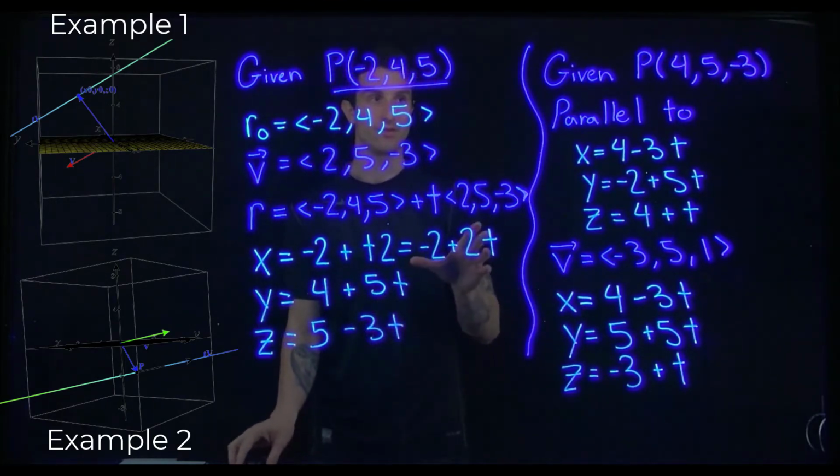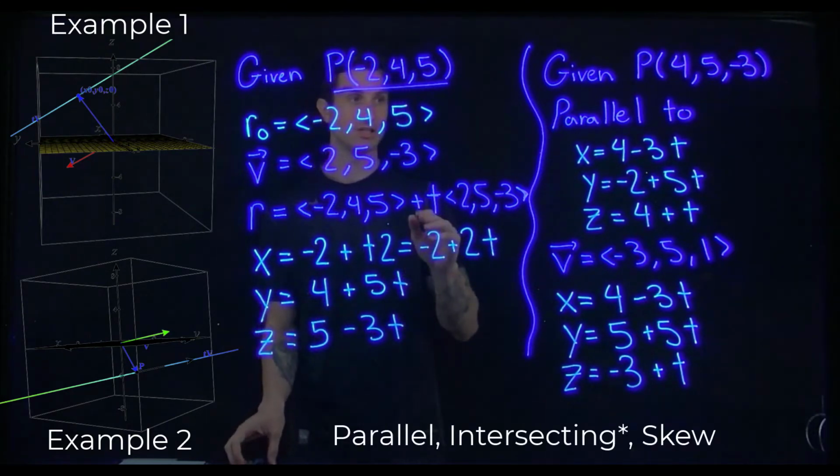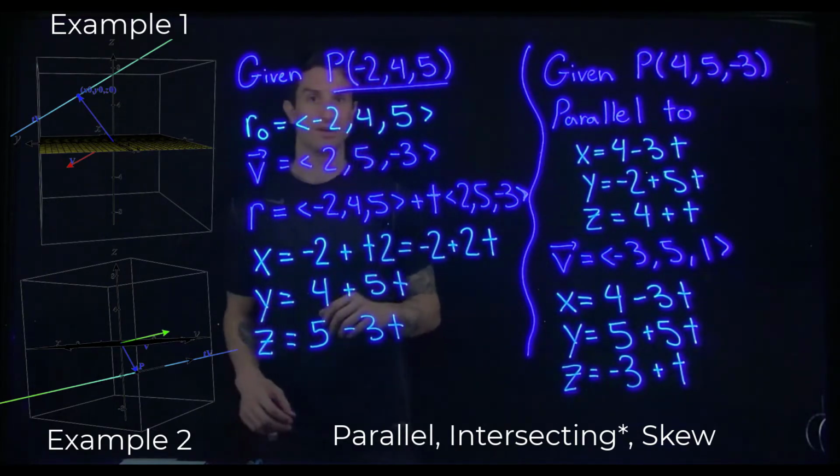All right, so two different examples. I have more to come. We're going to tell the difference between skew, parallel, as well as orthogonal or perpendicular lines. So I will see you in the next example.